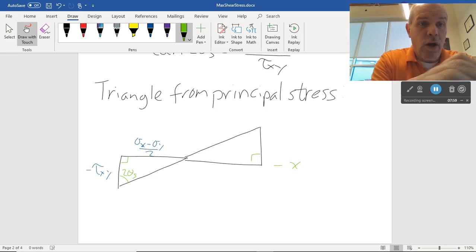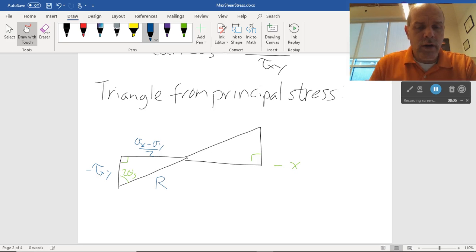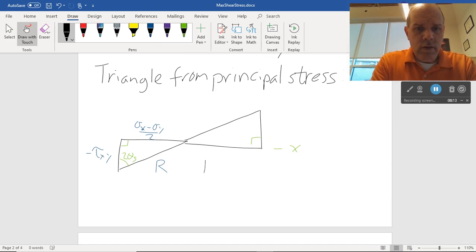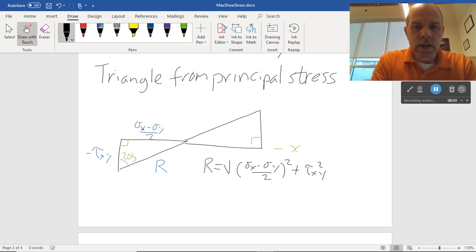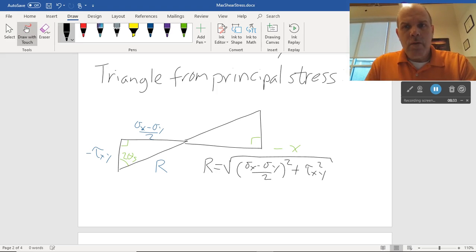Well, a couple other things about this triangle are going to come up in a minute. But what we're going to be able to say now is that if I call this distance here r, wait a minute, why am I using the same variable that I did last time? I mean, geez, I better be getting the same thing. Well, Pythagorean theorem says r is equal to the square root of the quantity sigma x minus sigma y over 2 squared plus tau xy squared. That is the same thing as last time. It's the same r. Beautiful, right? This is kind of convenient.